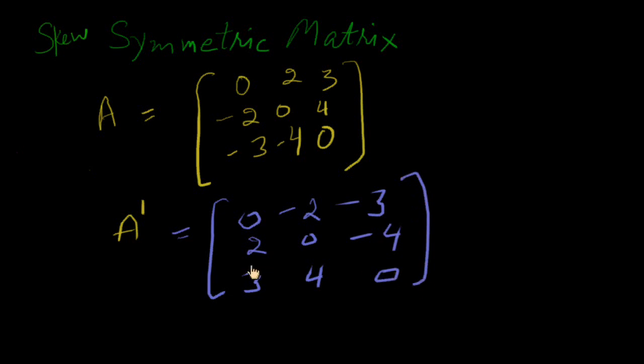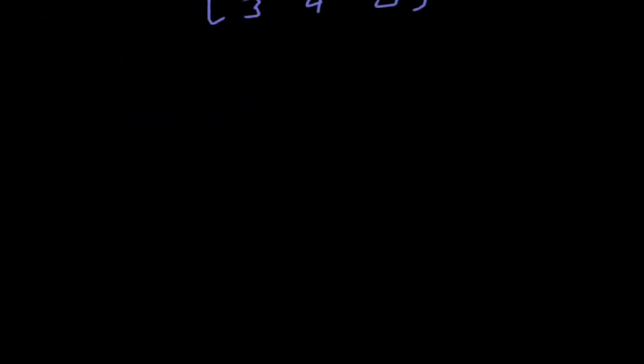Now see the difference in transpose of A. We are seeing A's transpose is the negative of A, because here is plus 2, here is minus 2, here is plus 3, here is minus 3, here is minus 4, here is plus 4. So this will be a skew symmetric matrix.